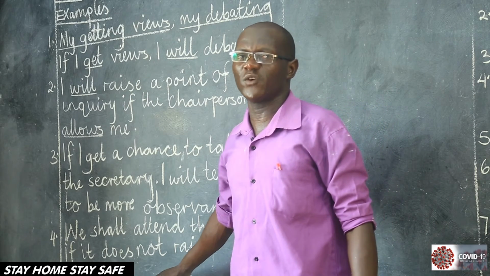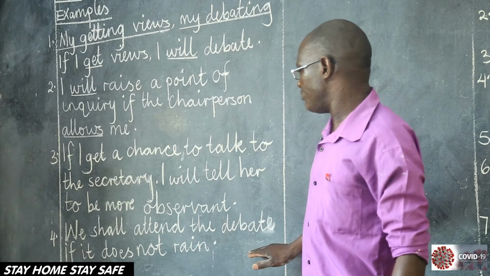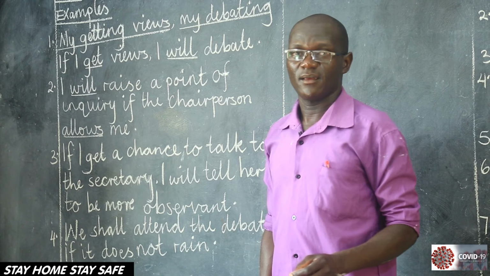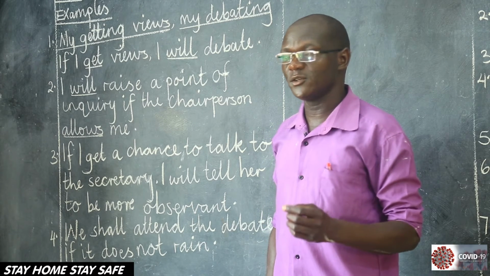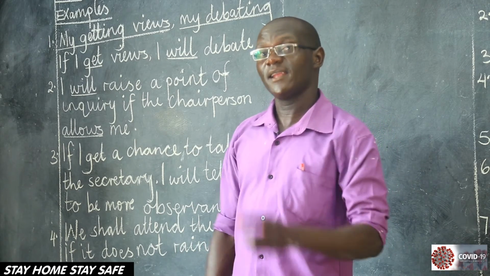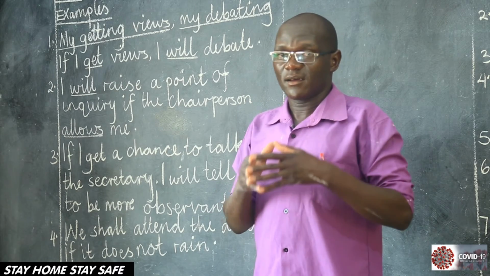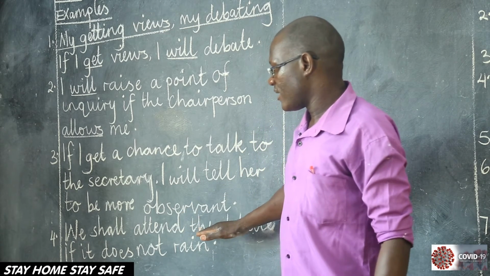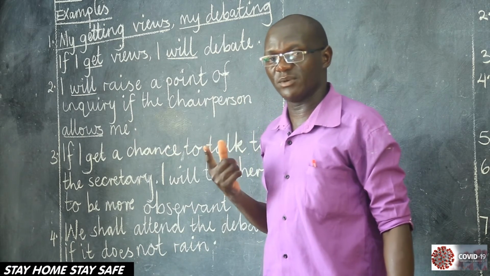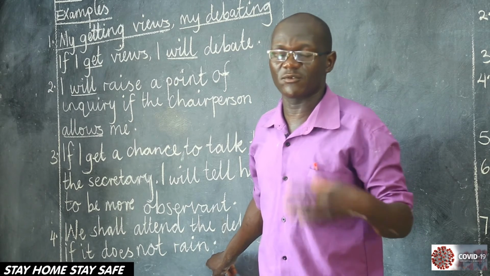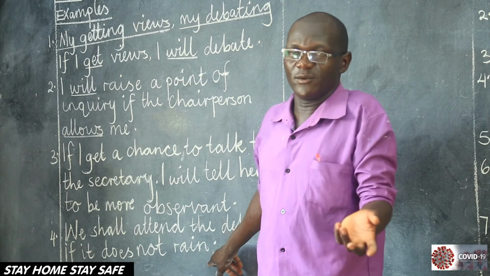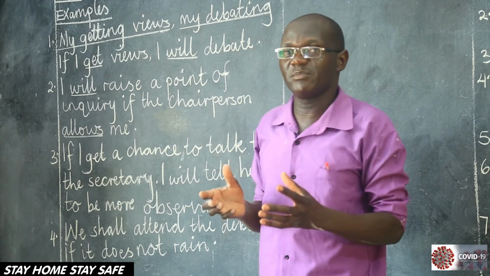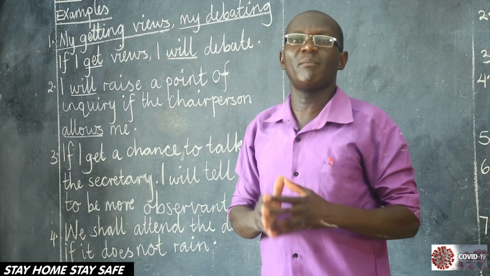Lastly, let us look at example four. We shall attend the debate if it does not rain. For your information, I told you that we use will and shall to express the possibility of the result which we expect to take place after fulfilling the condition. So for now, we shall use the word shall to express our possibility, because we expect rain to take place any time. But if it doesn't rain, well and good, we shall attend the debate. But if it rains, then that means we shall not attend. So you see, there is a possibility. That's why I told you, if one always talks about possibilities.